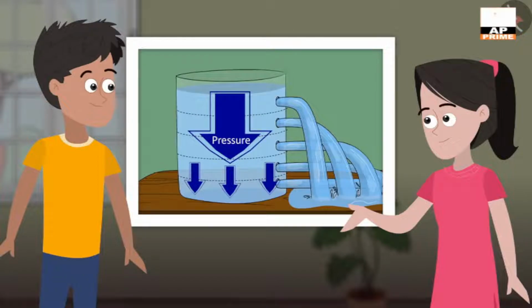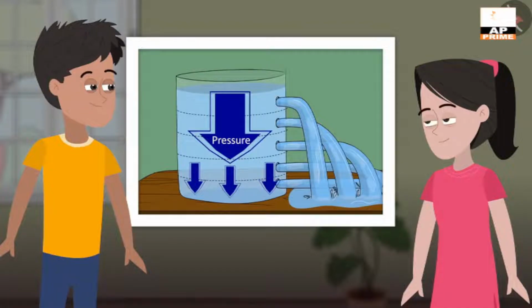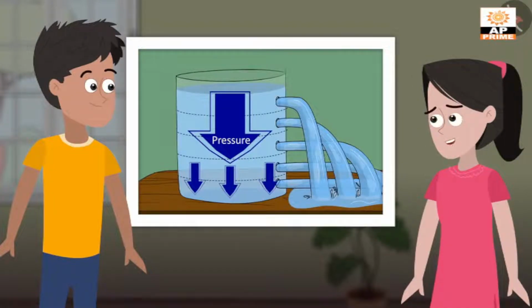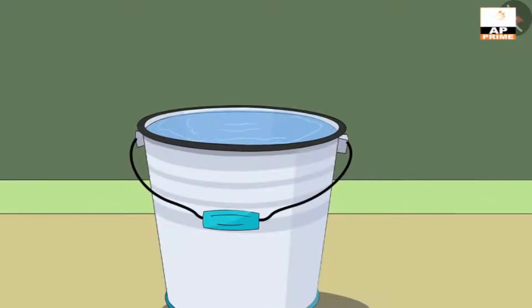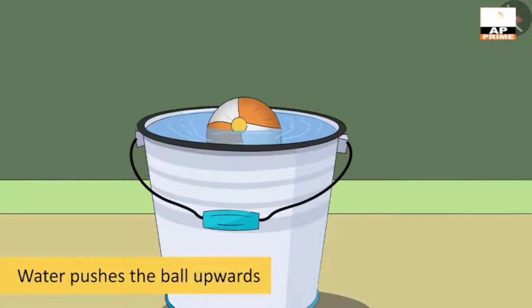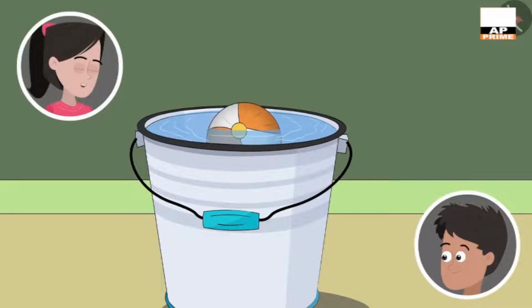Oh, now I understand. Water exerts pressure on walls and base of the bottle, and the pressure increases as we go down. This is why, compared to upper parts, water from holes in lowest parts falls the farthest. You are right. Water exerts pressure on the base and the walls of the vessel. Bhaiya, you know, I was once trying to push a ball down in a bucket full of water, but I felt an upward push. This means that water exerts an upward pressure also.